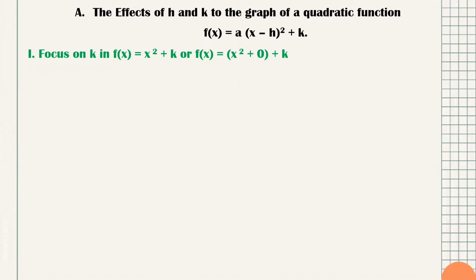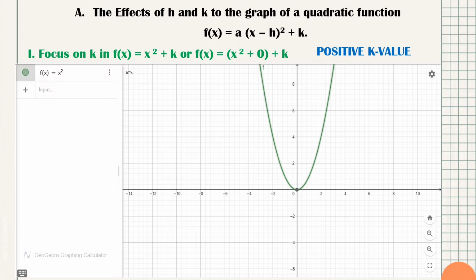We need to focus on k in f of x is equal to x squared plus k, or f of x is equal to x squared plus 0 plus k. In this function, we are considering how a positive k value changes the graph of a basic quadratic function. In analyzing the effect of a positive k value, we have the parent function, which is x squared, and this is the graph of x squared with the vertex at 0, 0.